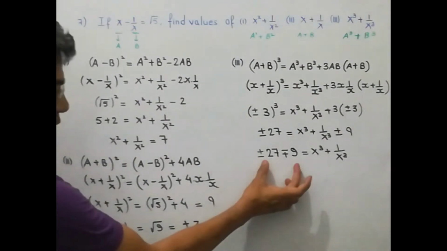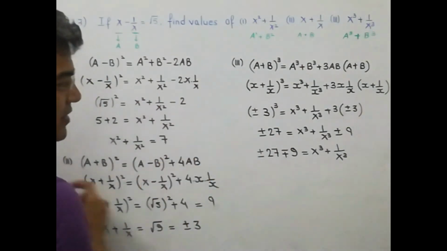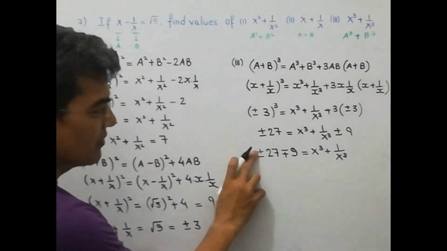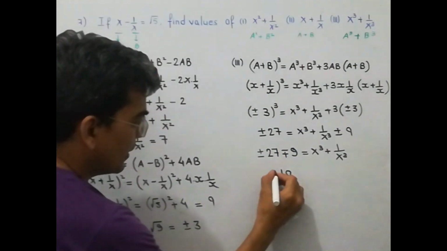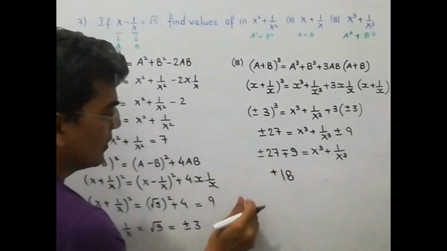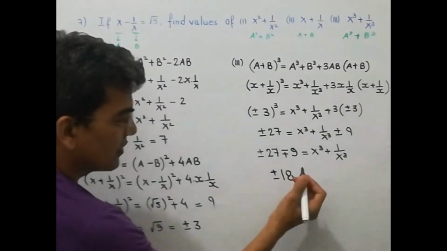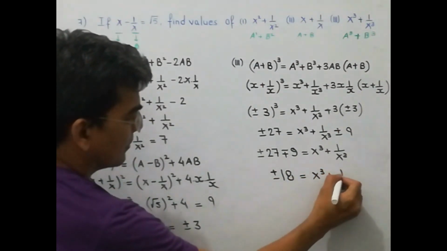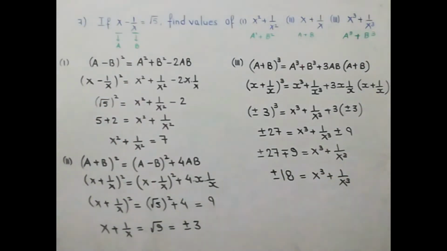Okay, now when you are solving it, case 1 you will be solving plus 27 with minus 9. So case 1 plus 27 with minus 9 will give you plus 18. But minus 27 with plus 9 will give you minus 18. This will be your answer, plus minus 18.